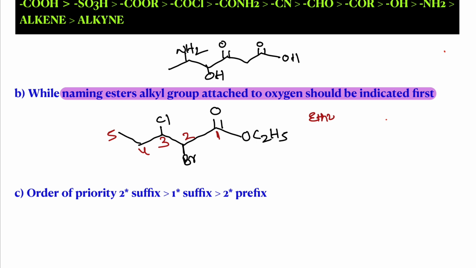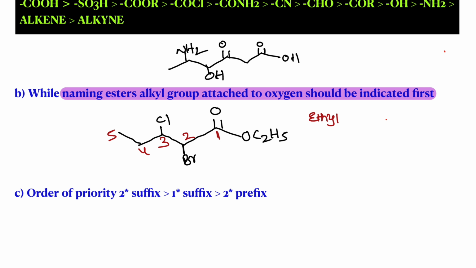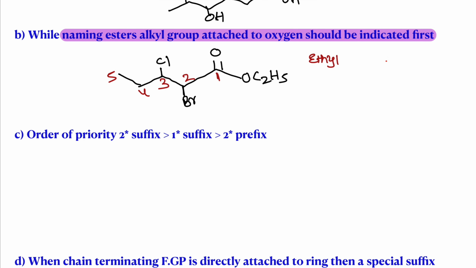The name begins with ethyl. After that, whatever branches you have on the carbon chain, they must be arranged according to alphabetical order. Alphabetical order is applied only for bromine and chlorine, but the ethyl group should be indicated first. The name of this ester begins with ethyl. So this is a very important rule.